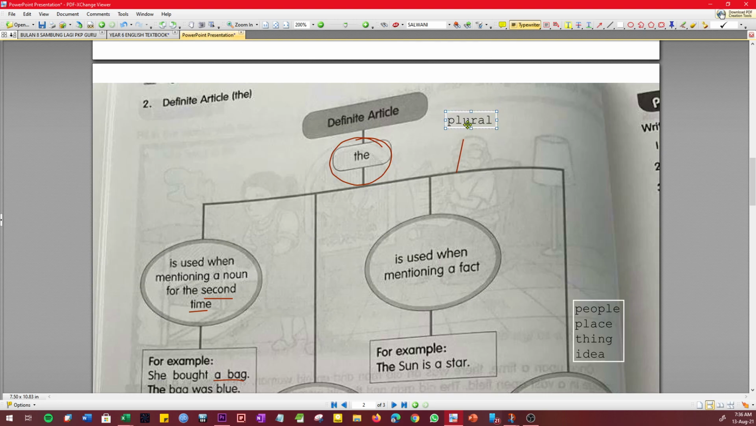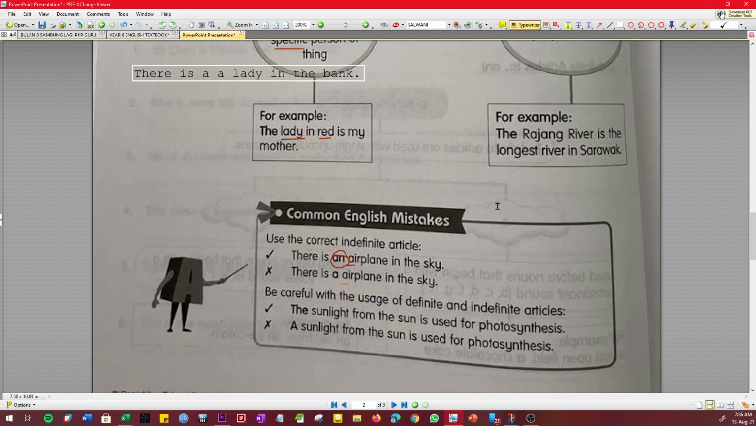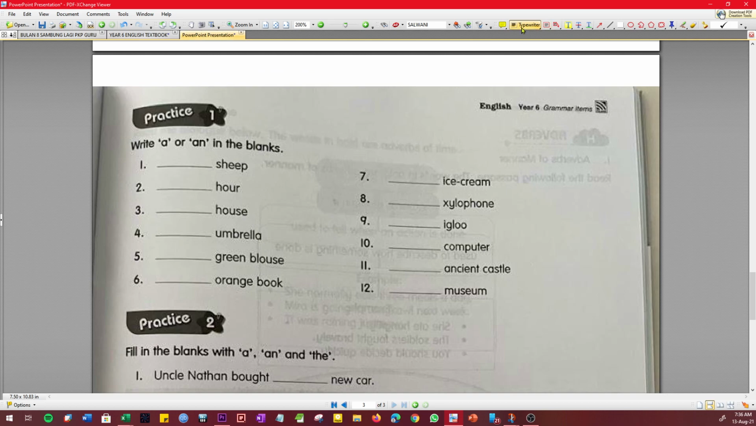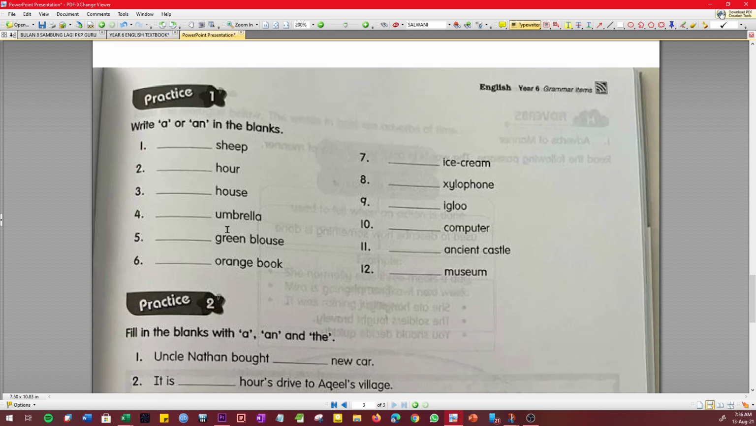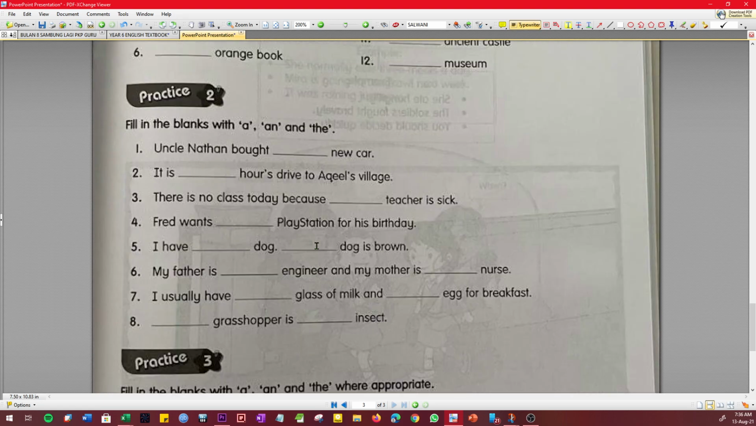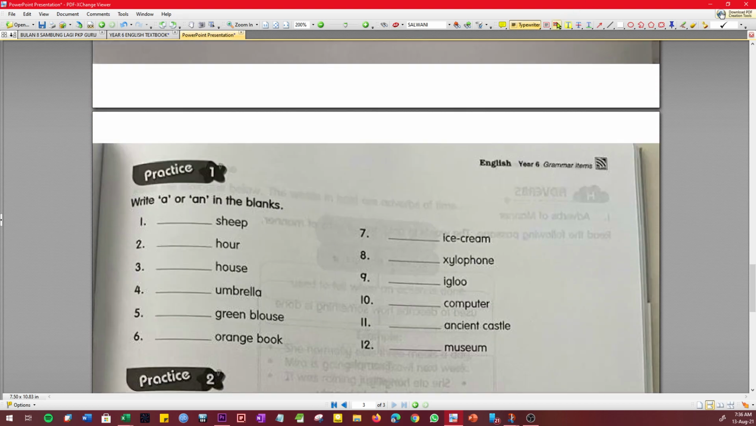Another rule is, we use the for plural. The monkeys, the books, the earphones, the laptops, the handphones, the headsets. Okay, semuanya plural. So now, okay, make sure you have answered all these questions. Then only check your answer. Make sure you have answered first.